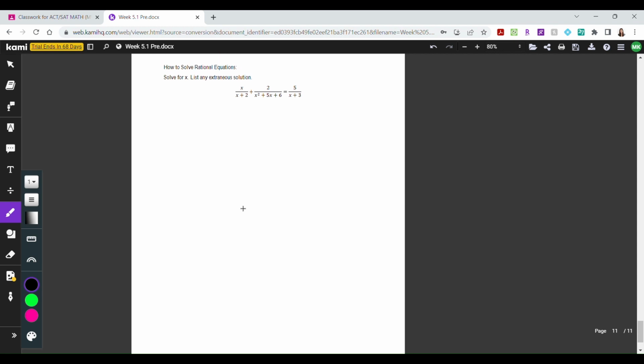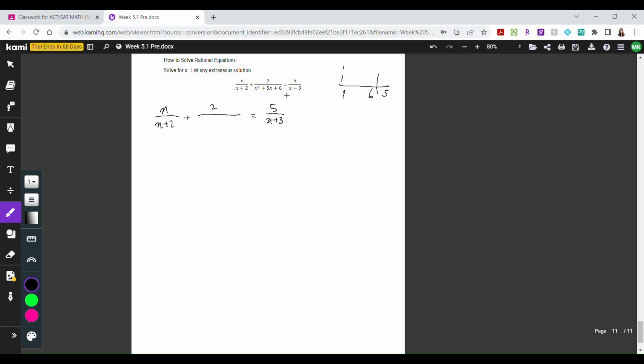What I do when I'm solving rational equations is, if I have a polynomial like this one at the bottom here, I want to factor it. So I'm going to write the parts that I didn't touch yet, and then I'm going to factor the polynomial for you. Okay, so I will get these in factored form.